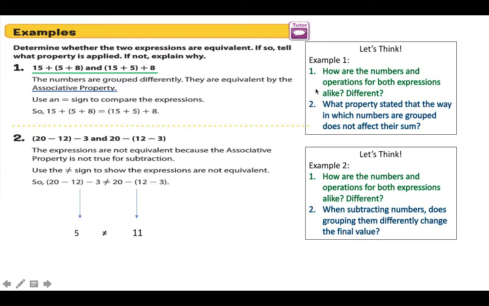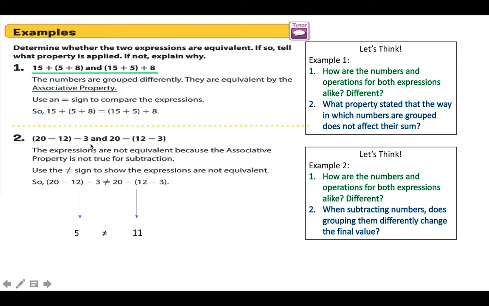How were the numbers and operations from both expressions alike, and how were they different in example number 1? Well, if we look, we've got the same numbers here, 15, 5, and 8, but they're grouped differently. Right here, we've got 5 and 8 in parentheses, and in this expression, 15 and 5. So what property states that, when we group three numbers differently, we still get the same sum? That's the associative property. So if we're modeling the associative property, that should tell us that the two expressions are equivalent to each other.